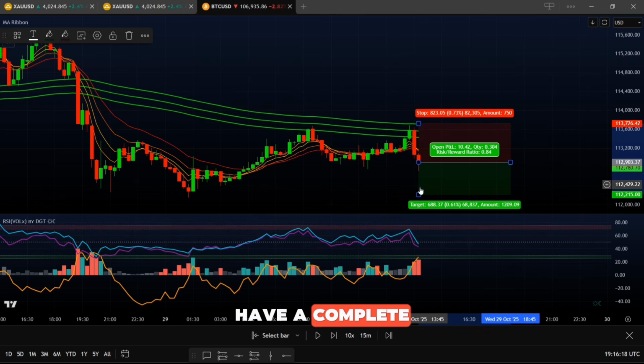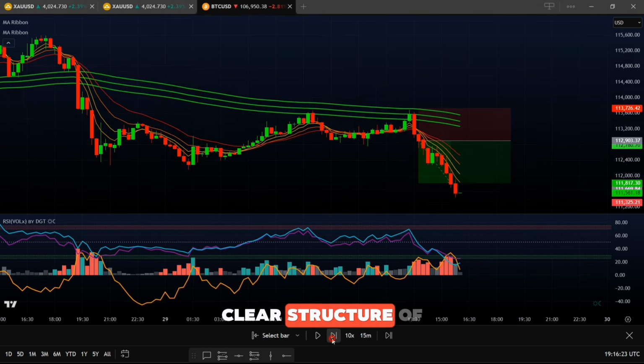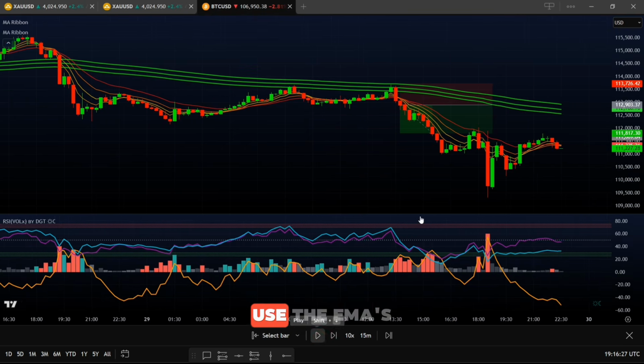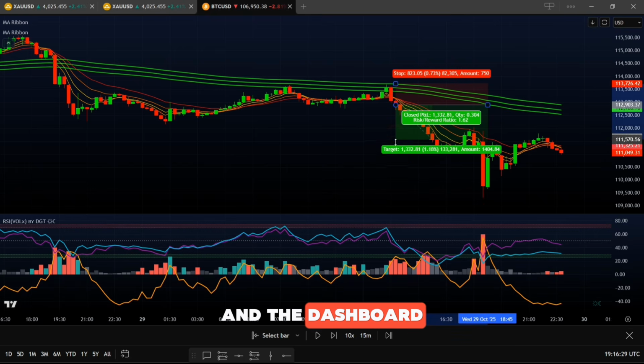So there you have it, a complete system that combines the clear structure of EMA ribbons with the undeniable proof of volume and momentum. Use the EMAs to find the setup and the dashboard to confirm your entry.